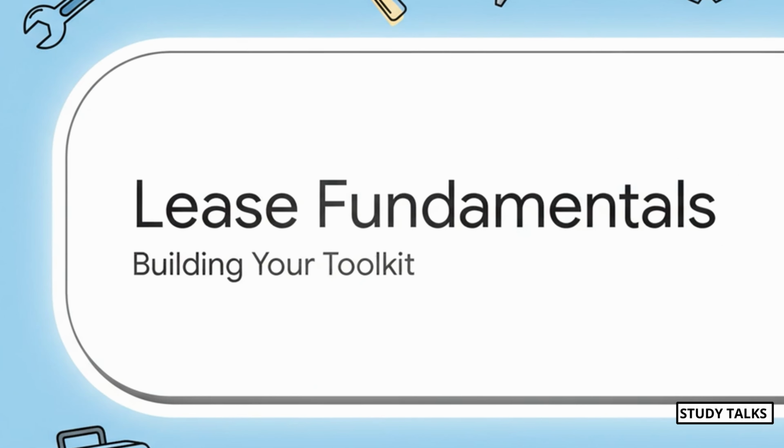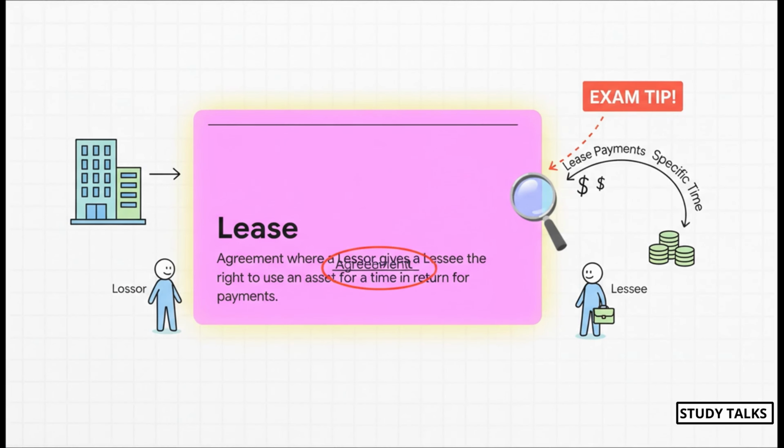All right, Section 1, Lease Fundamentals. I want you to think of this section as us building your AS19 toolkit. Every definition we cover here is a tool you're going to need to solve any problem that comes your way. Let's start with the absolute basics. What even is a lease? Well, it's just an agreement, a contract. You've got two main players, the lessor, who is the legal owner of the asset, and the lessee, who's the one that gets to use it. The lessor gives the lessee the right to use their asset for a set amount of time, and in return, the lessee makes payments. Simple as that.